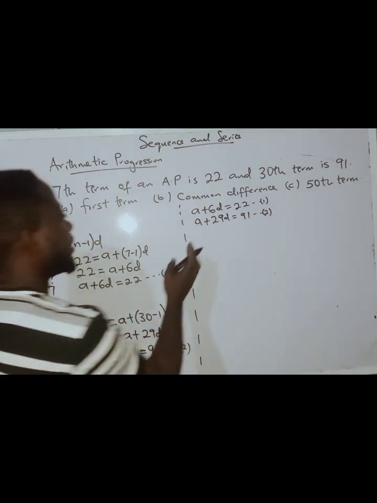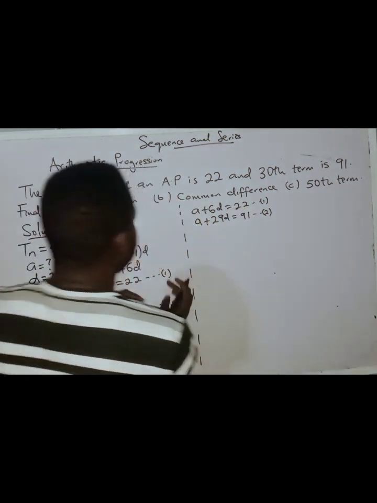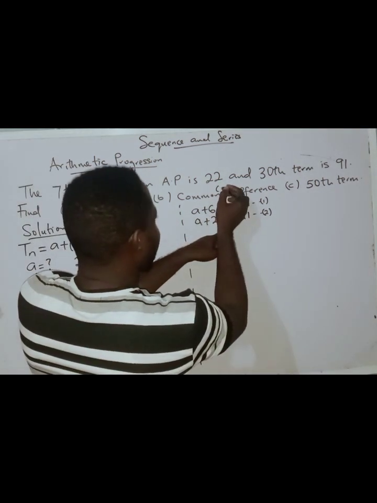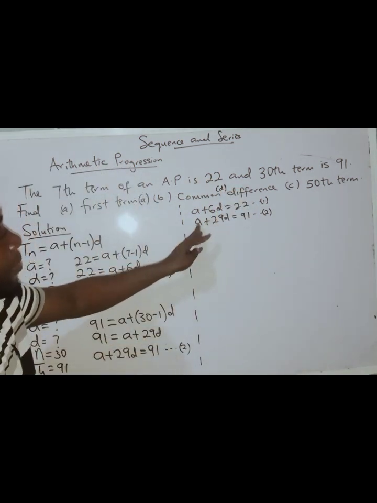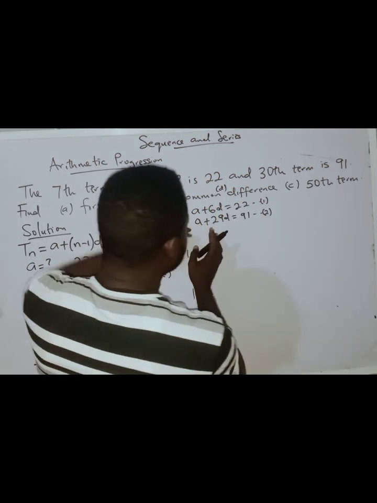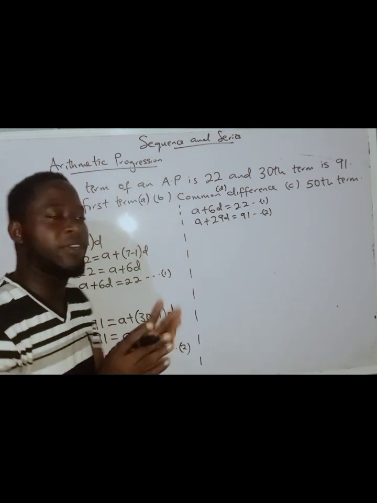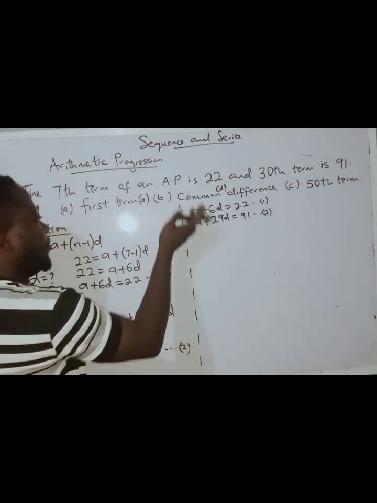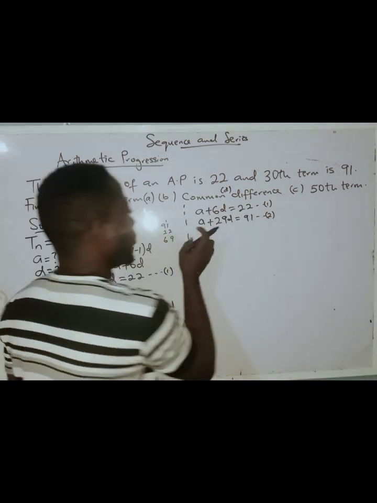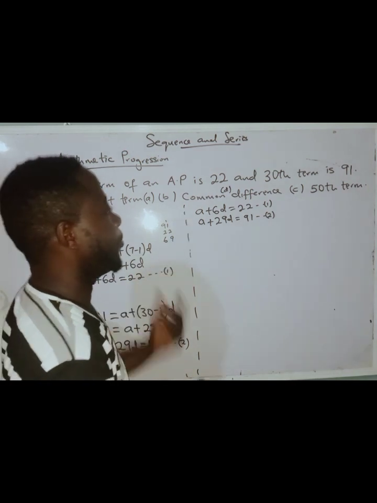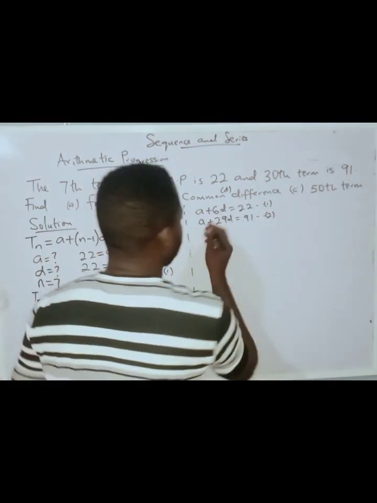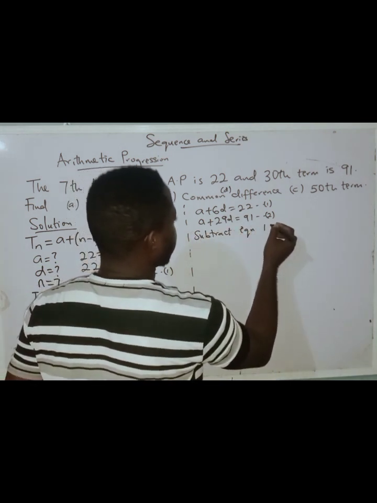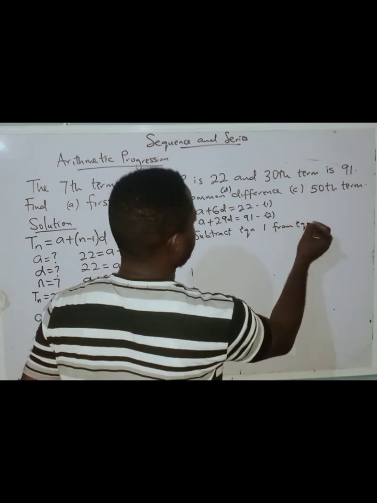Now, in order to get the value of A and d, and don't forget our value of A is our first term, while d is our common difference, you are going to solve simultaneously, either using the elimination method or the substitution method. I'm going to use the elimination method since we have common variables. I can now say subtract equation 1 from equation 2, or you can also say subtract equation 2 from equation 1. You are going to get the same answer. So subtract equation 1 from equation 2.